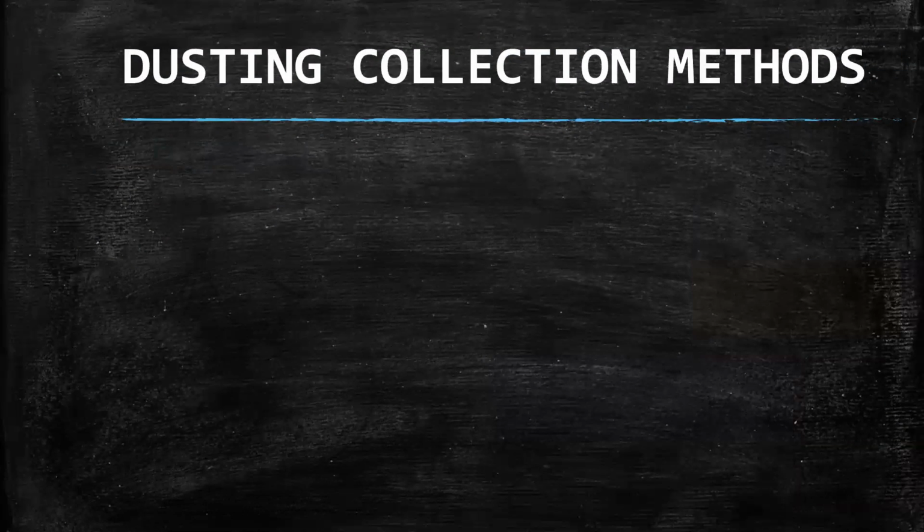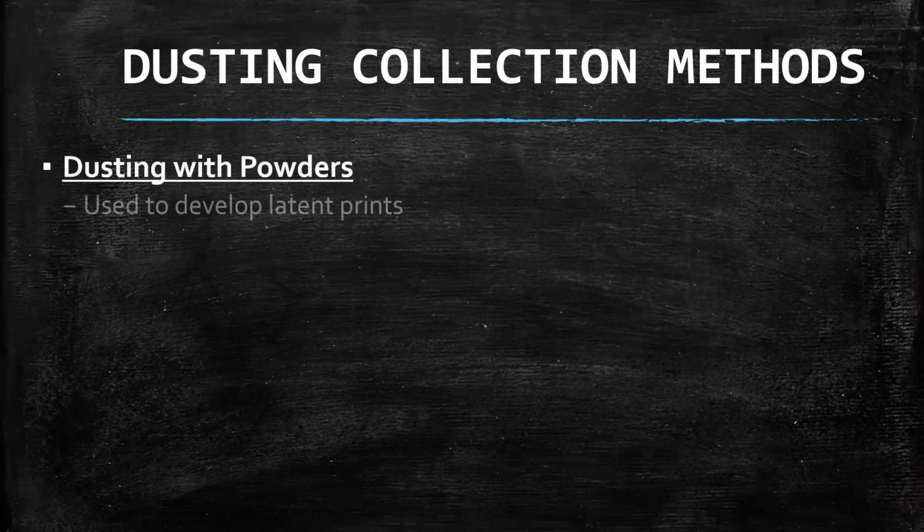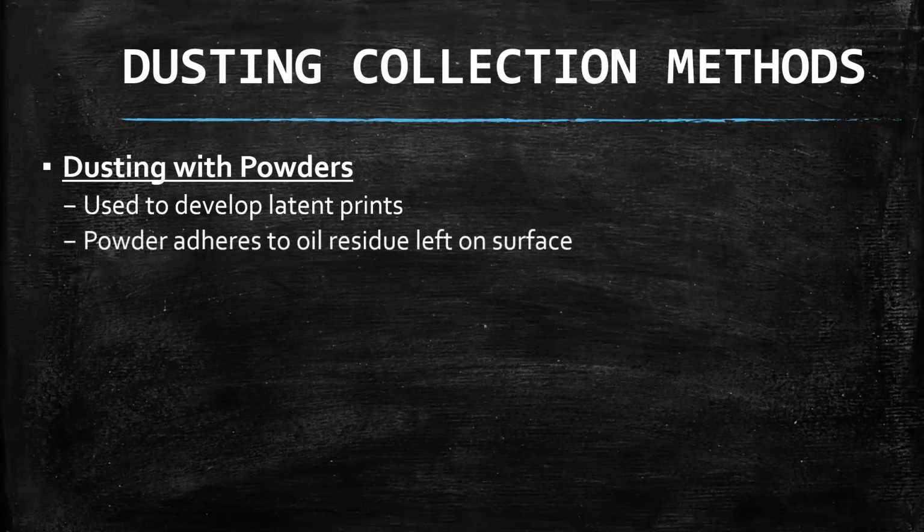So how do we actually collect these various types of prints? The first collection method is dusting. So you can dust with powders used to produce latent prints. Patent prints are already visible, and plastic prints are usually visible just because of an indentation. So this is used for latent prints. Basically, you dust with a powder that's colored, and it adheres to the oil residue left behind on the surface of the object, and it sticks to the residue left by your fingerprint, and that pattern is visible.